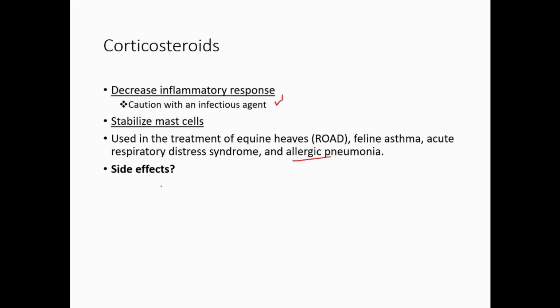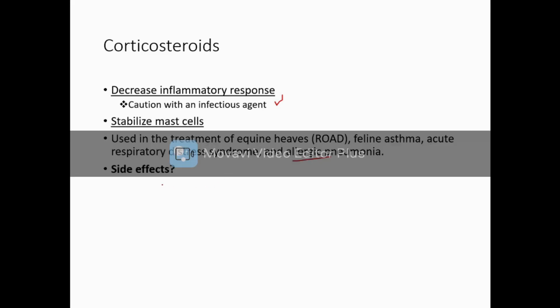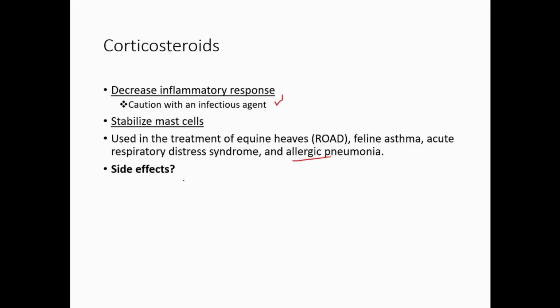There are a lot of side effects for corticosteroids, including PUPD, some liver side effects, some anxiety, restlessness, some polyphagia. So a lot of side effects with corticosteroids we have to be careful with.